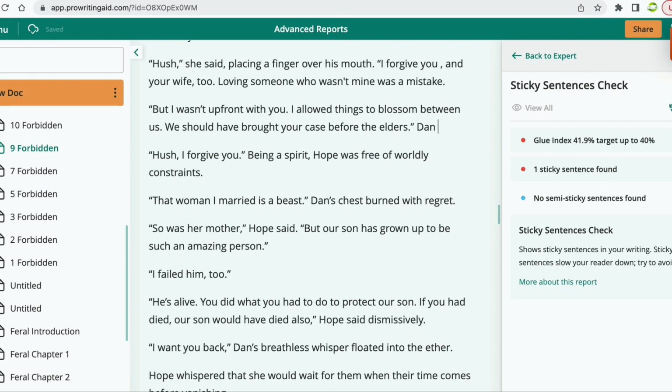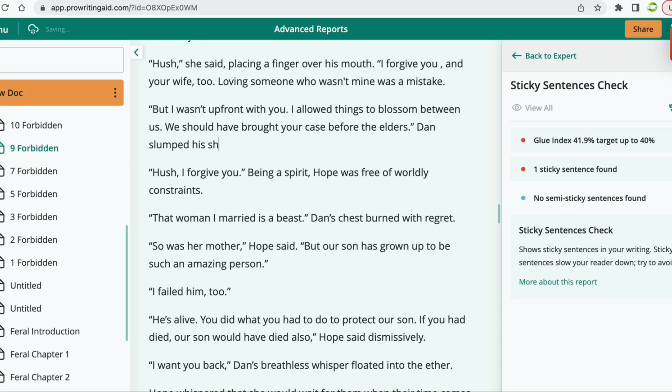So, "Dan slumped his shoulders" because he's feeling defeated.